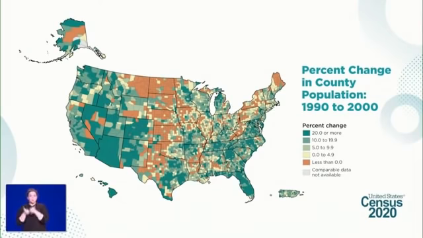Most counties declining in population were located in the Great Plains region of the country's midsection, along with parts of Appalachia, interior parts of the Northeast, and the Mississippi Delta.